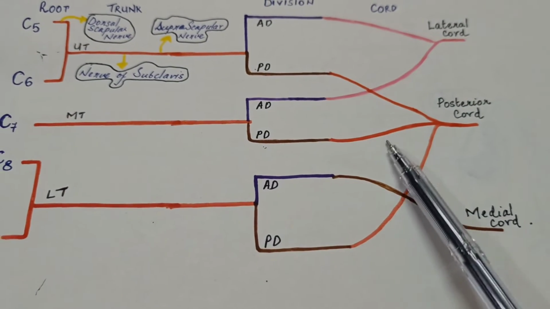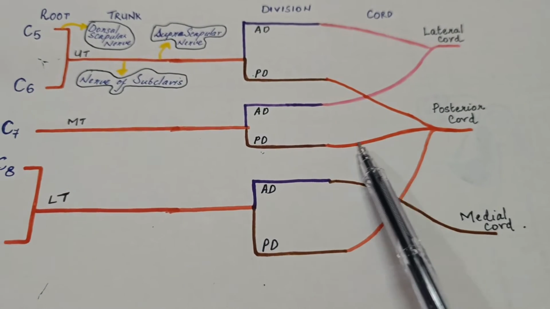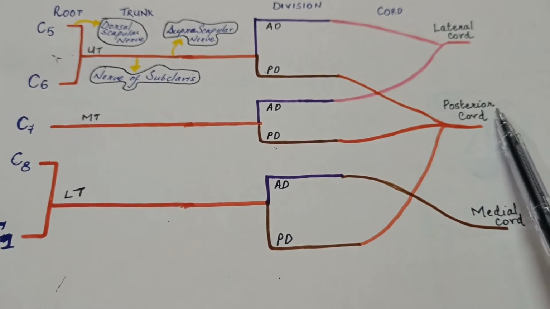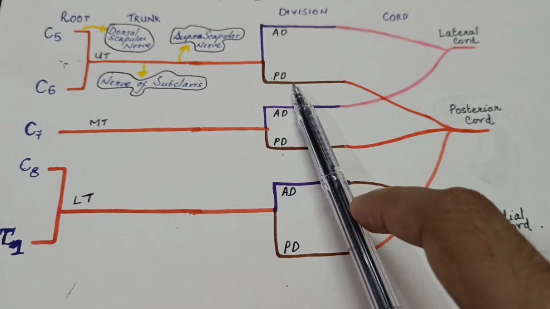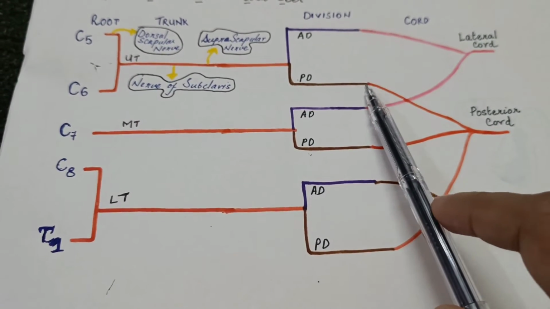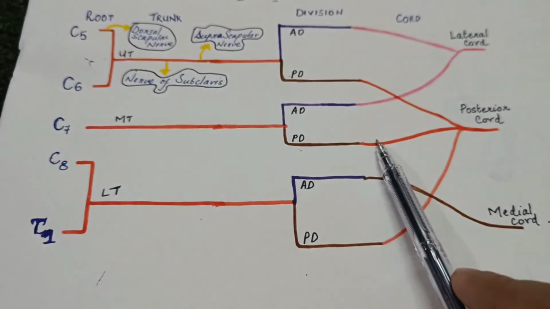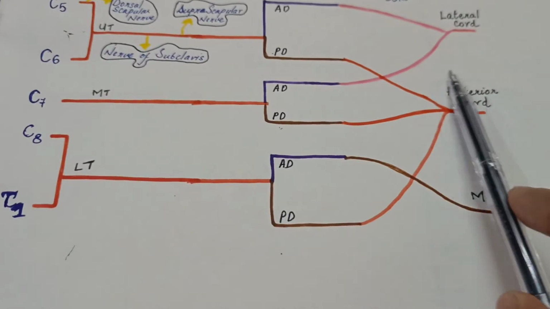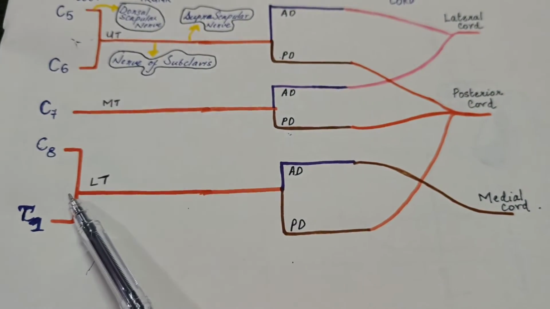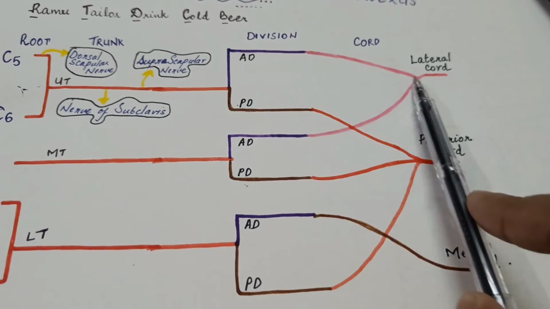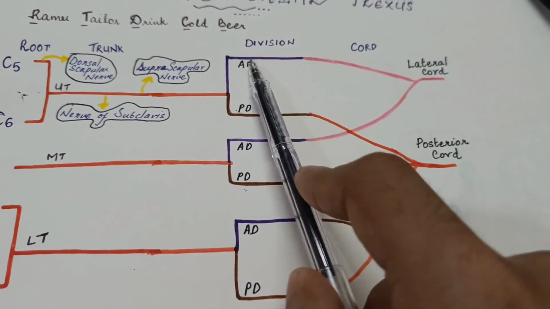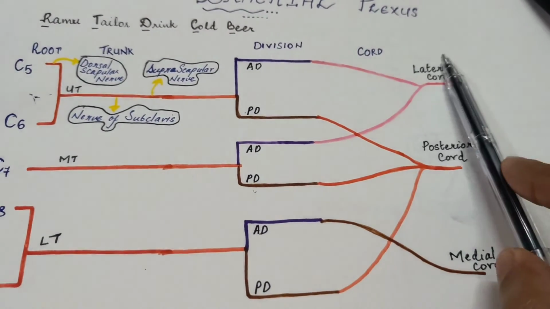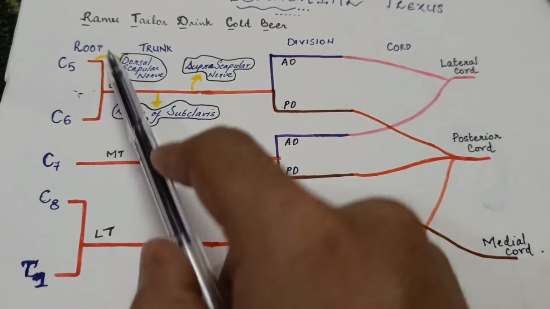Next is this red line, the posterior division. The posterior cord originates from all the posterior divisions. So the origin of the posterior cord is C5, C6, C7, C8 and T1. The posterior cord has all root values. But the lateral cord has only the anterior divisions, having C5, C6 and C7, so only 3 root values. The posterior cord has all root values.